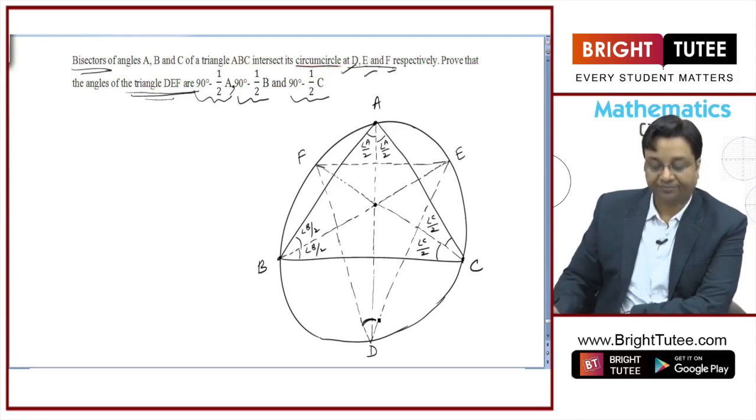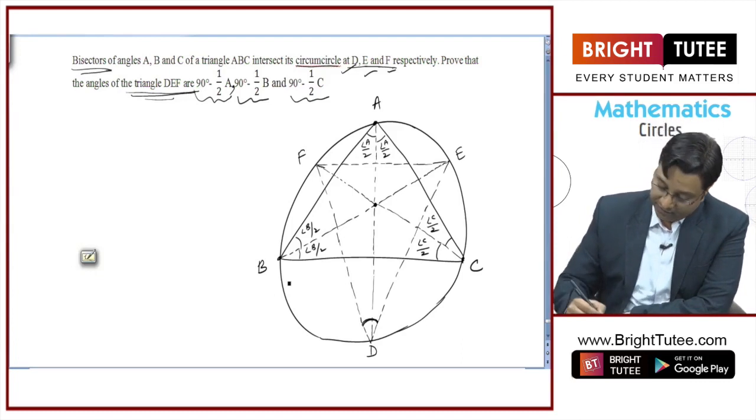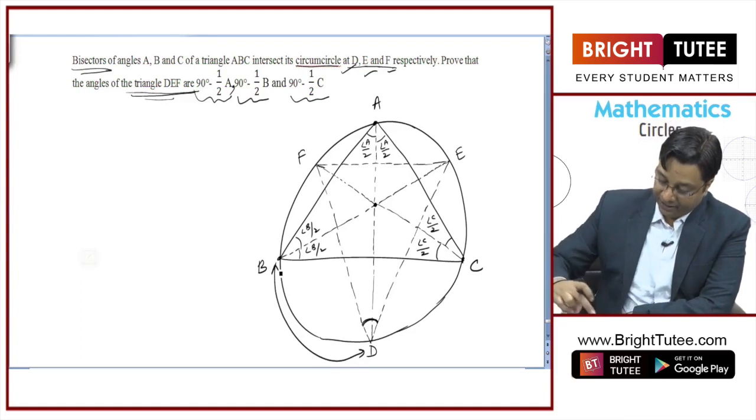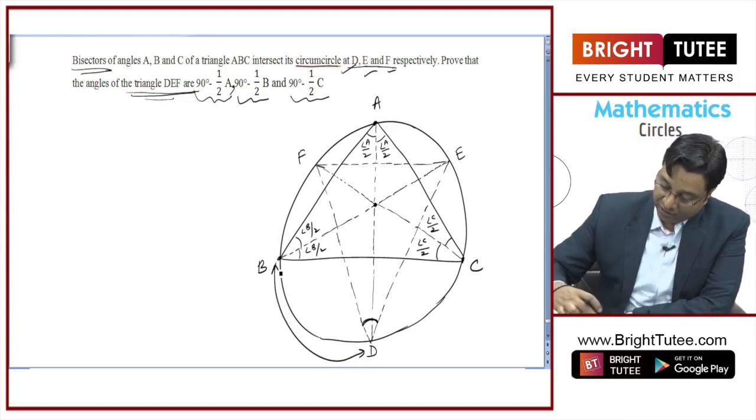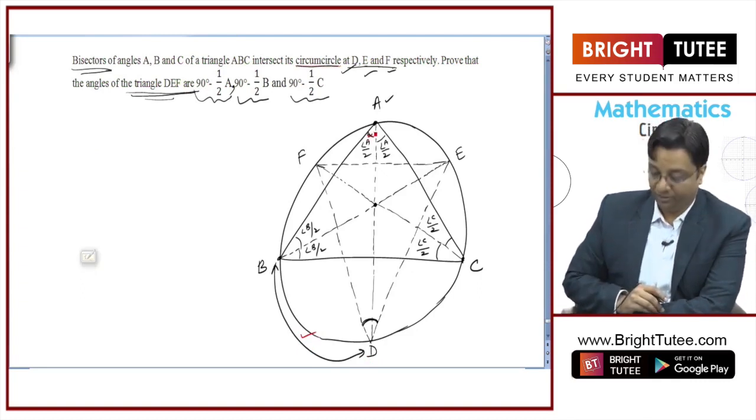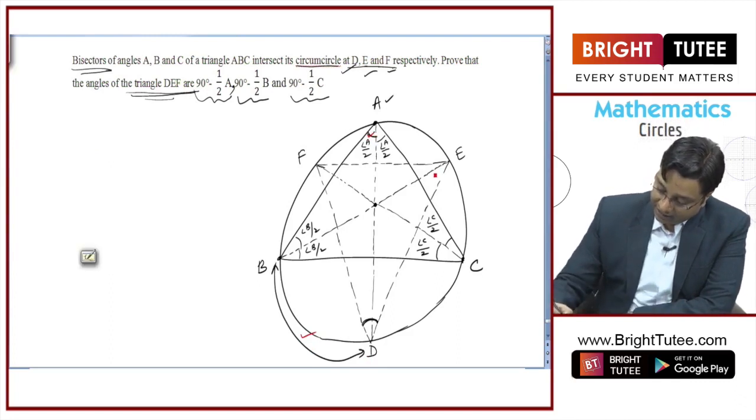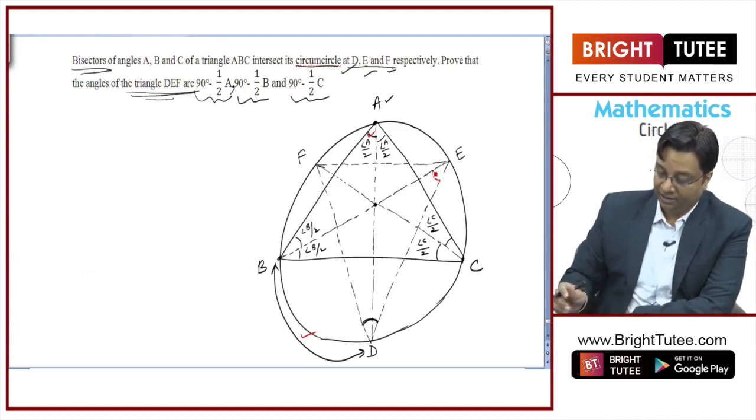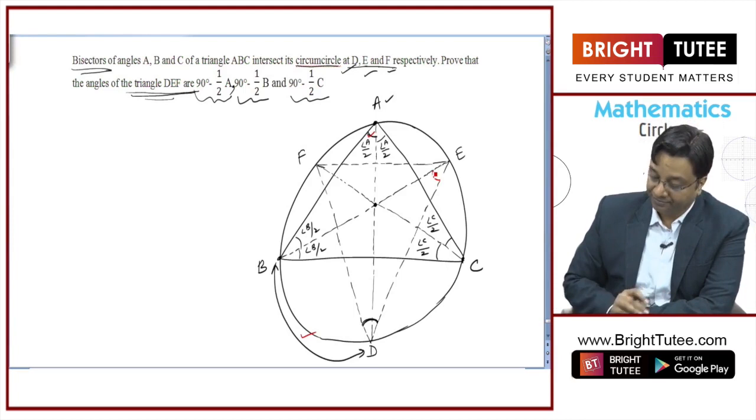Now that the triangle is completed, I need to prove that this angle here is 90 minus half of angle A. Now focus your attention here at this arc BD. This arc BD subtends an angle at this point A, which is equal to angle A by 2, right? This arc BD subtends this angle here, angle A by 2. And what other angle does it subtend? It subtends another angle, that is this angle, right, on the same segment of the circle.